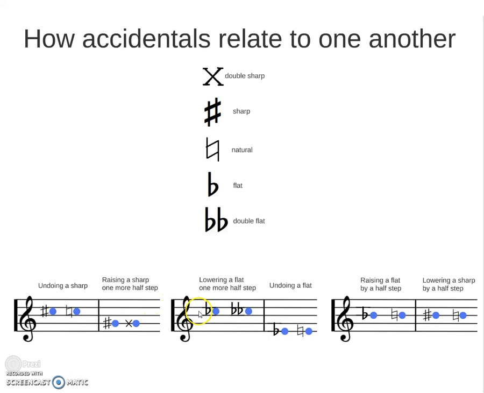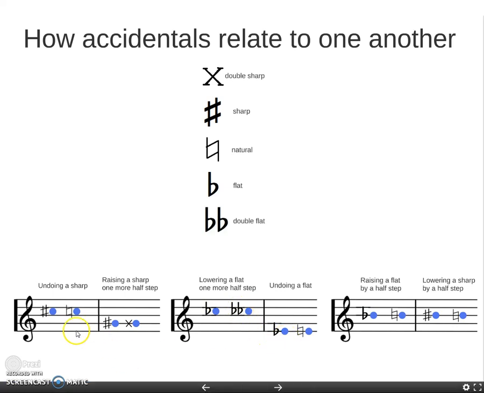To lower a flat one more half step, we would use a double flat. So we have a C flat here. If we wanted to lower that again another half step, we'd use a double flat. To undo a flat is the same thing as undoing a sharp. We need to use a natural. That'll reset it. To raise a flat by a half step, here's our flat. To raise it up, we just go to whatever's above that, and that's a natural.